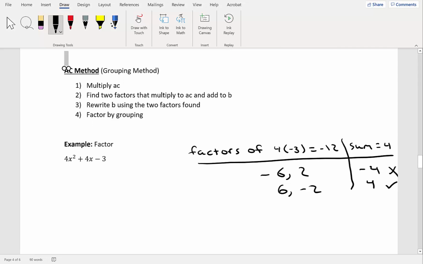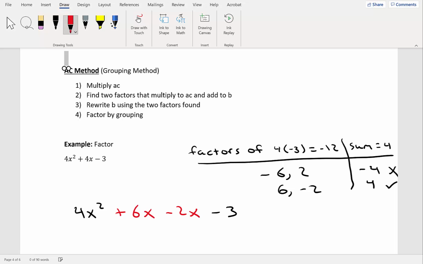So now we're going to rewrite the original trinomial that we had. We're going to rewrite it into 4 terms. So we have 4x squared. Let me put this in red. So this 4x, I'm going to change into plus 6x and then minus 2x. I have minus 3. So I rewrote 4x into positive 6x minus 2x. Now I'm allowed to do this because if I combine like terms again, this gives me that 4x.